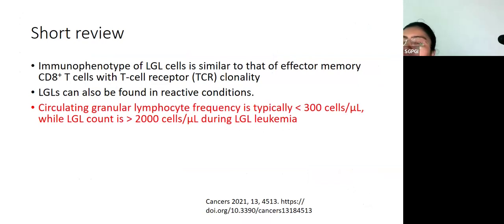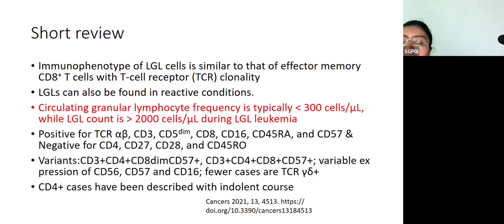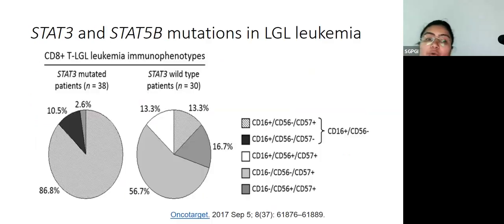When we talk about LGLs, typically when you have proliferations, they are usually low in count, while the LGL count is higher for LGL leukemia. Having said that, it is not necessary that all LGL leukemias will have a count of over 2000. There are some patients with persistent cytopenias who definitely have LGLs. Most of the time, you will have positivity for CD8 and CD5 will be downregulated. Variants which are CD4 positive have also been described, and CD4 positive cases will have an indolent course.